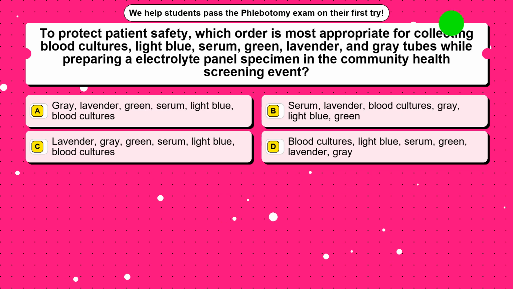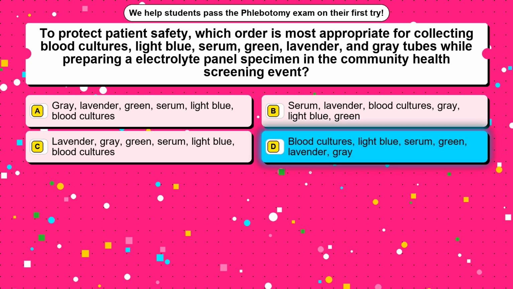Question 21. To protect patient safety, which order is most appropriate for collecting blood cultures, light blue, serum, green, lavender, and gray tubes while preparing an electrolyte panel specimen in the community health screening event? Option A. Gray, lavender, green, serum, light blue, blood cultures. Option B. Serum, lavender, blood cultures, gray, light blue, green. Option C. Lavender, gray, green, serum, light blue, blood cultures. Option D. Blood cultures, light blue, serum, green, lavender, gray.